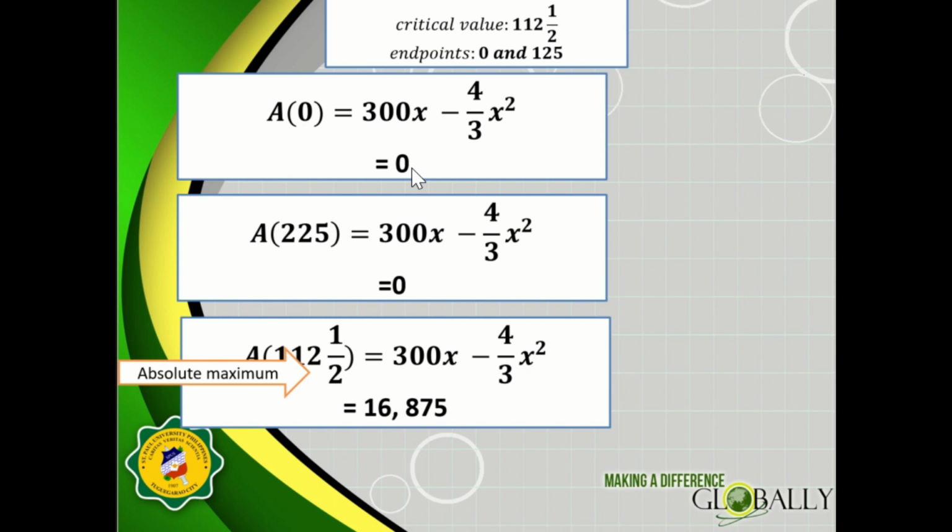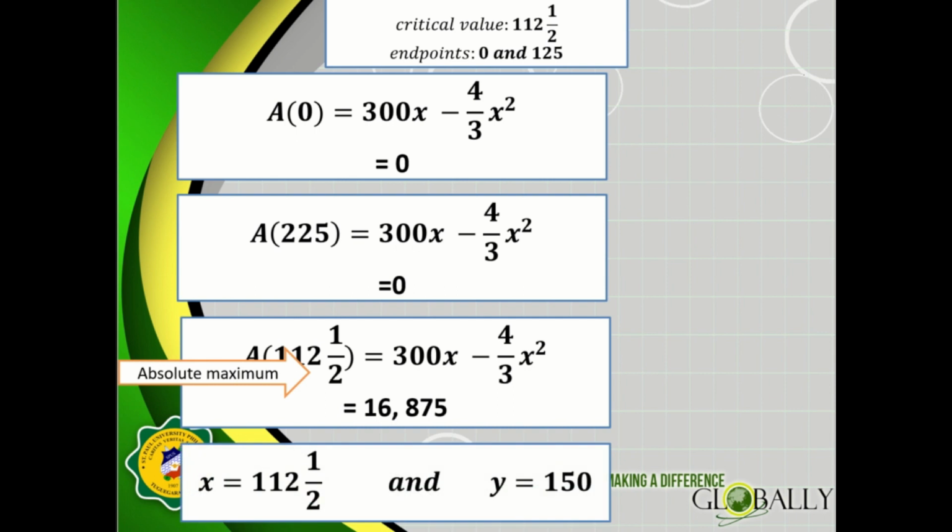It's like what I've said a while ago, it doesn't matter if there are two places of the absolute minimum and maximum. So this is our absolute maximum occurring when x is 112 and a half and our y is 150. So where do we get 112 and a half? We get this when we simplified its derivative a while ago.